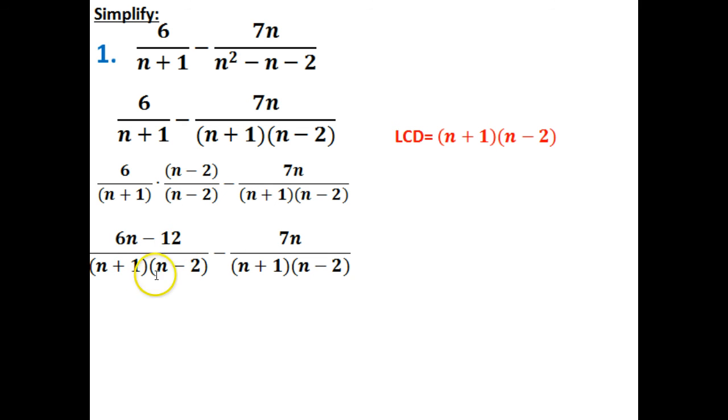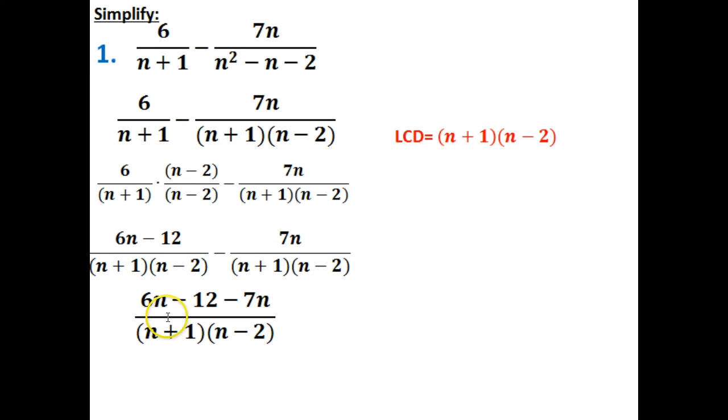Okay, now they have the same denominator here. I can put them all over one common denominator. And that common denominator is n plus 1 times n minus 2. And I've got 6n minus 12. I got that from right here. Negative 7n. I got that because this is a minus sign here. Minus 7n, which is negative 7n.